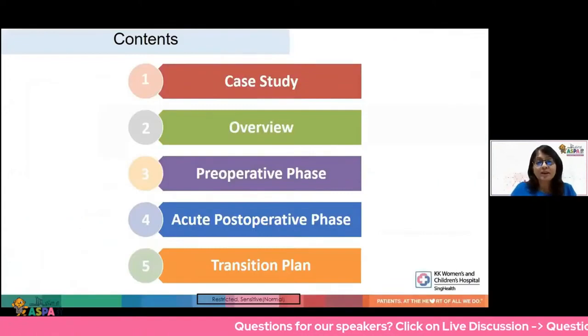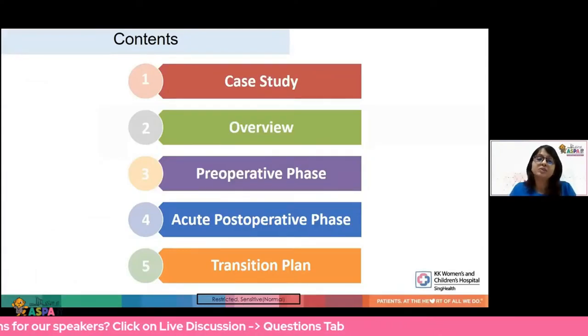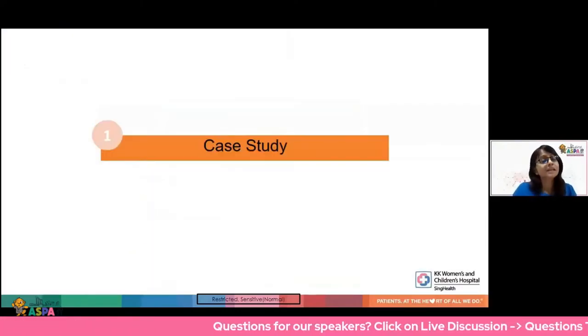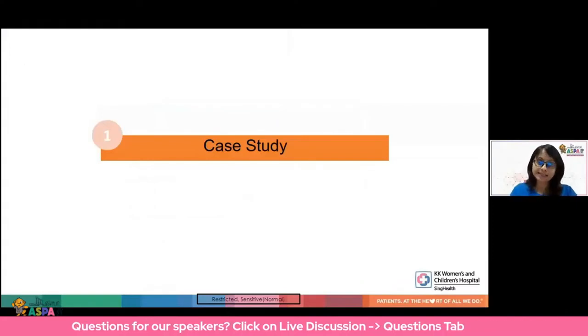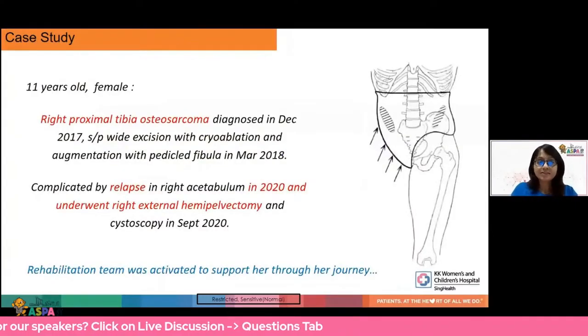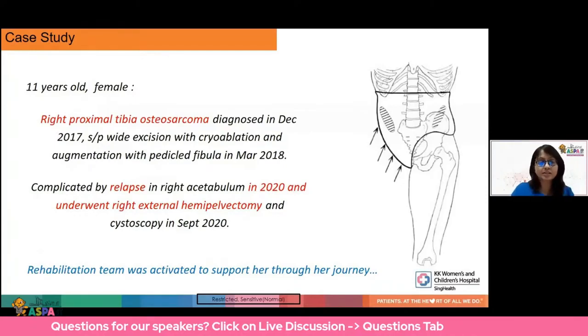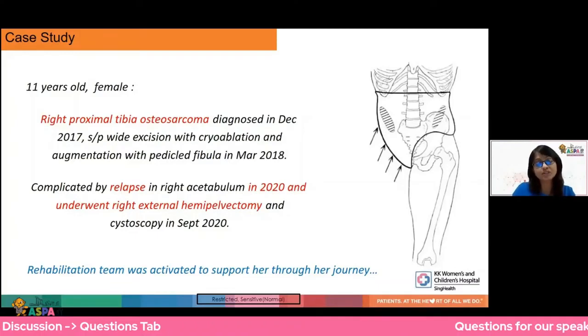Our presentation will comprise the following components: a case study, an overview, and it will then move into 3 different phases of our intervention: pre-operative phase, acute post-operative phase, and transition planning. Before we begin, allow me to share a simple case study with you. It revolves around an 11-year-old girl who has a right proximal tibia osteosarcoma, and she was diagnosed with this in 2017. She had a relapse in 2020, and she had to undergo a right external hemipelvectomy, and thereafter the rehabilitation team was activated to support her through her journey.